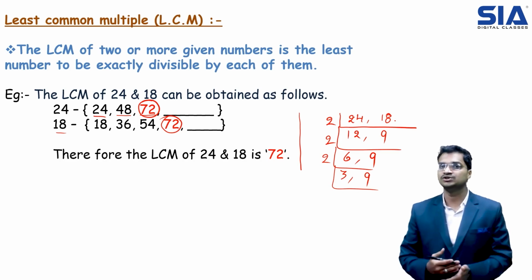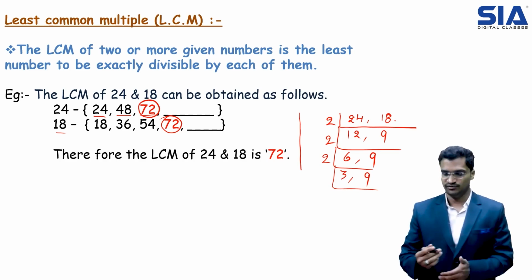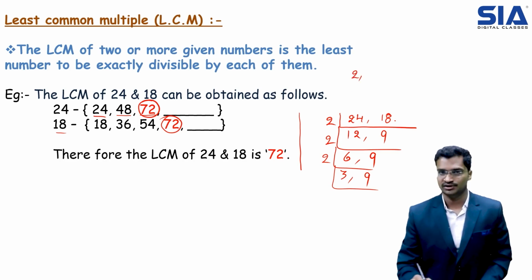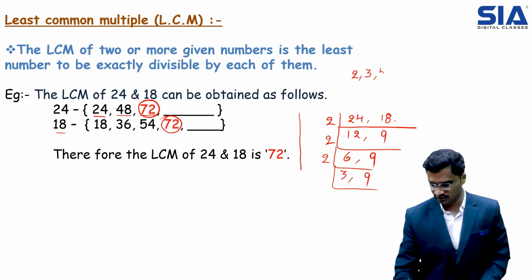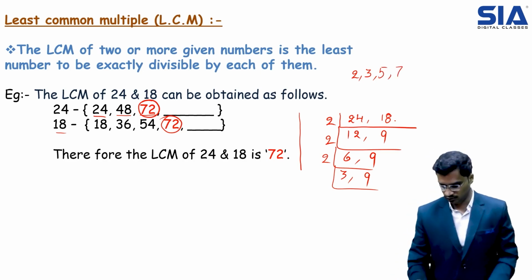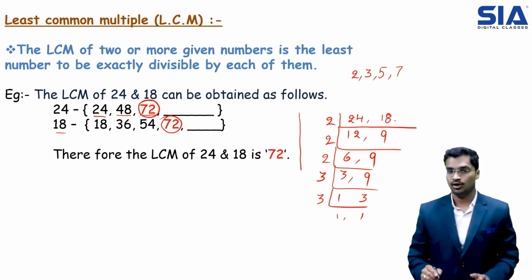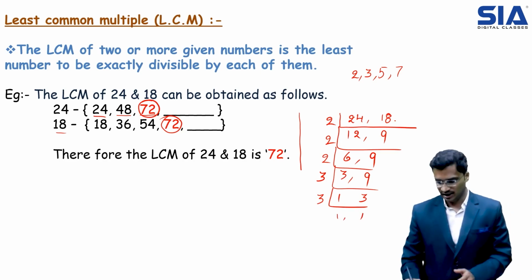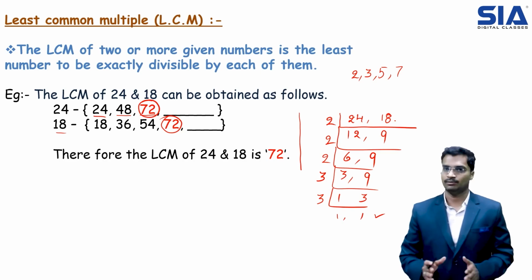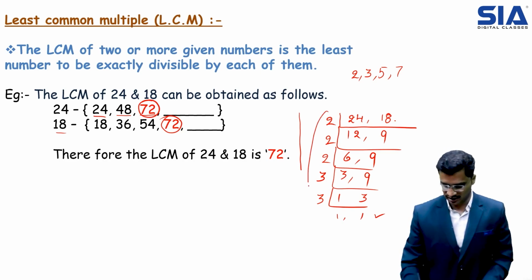Now we have to take the next prime number. The first prime number is 2, the next prime number is 3, the next is 5, the next is 7. We have to follow this particular order. Now 3 ones are 3, 3 threes are 9, then 3 ones are 3. Whenever I achieve the numbers 1, 1, then my LCM is right here.